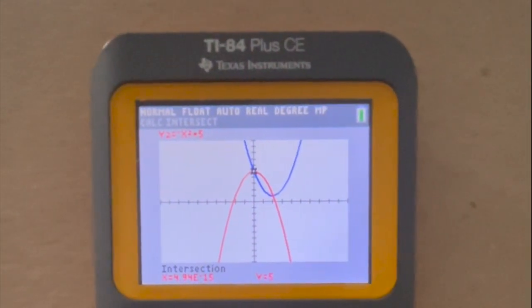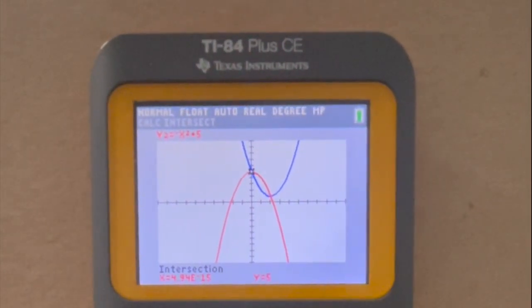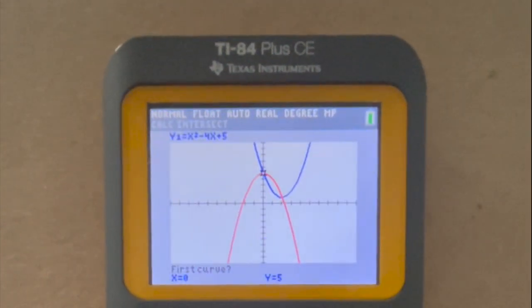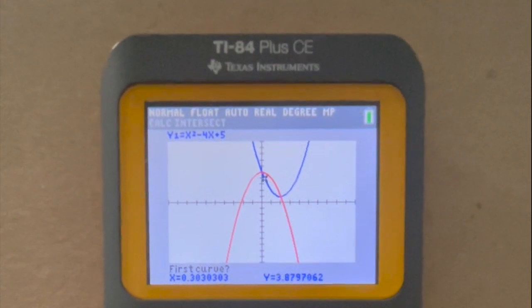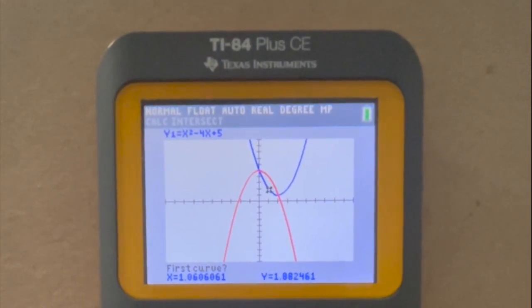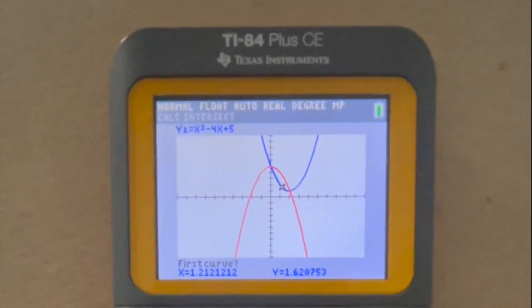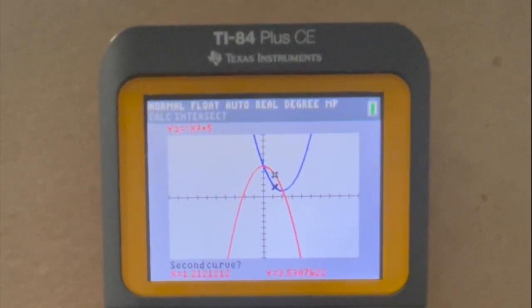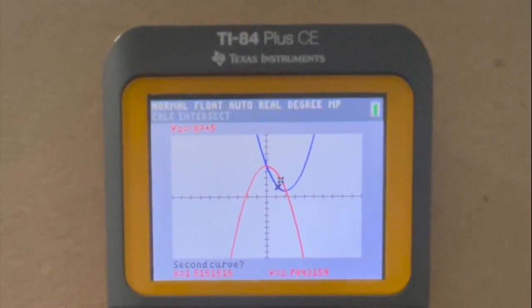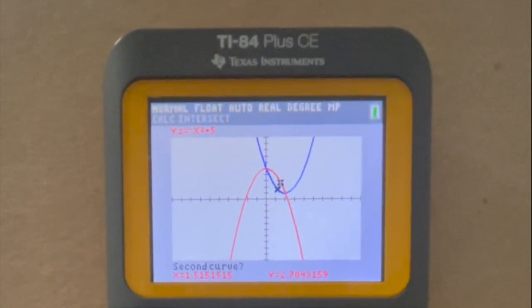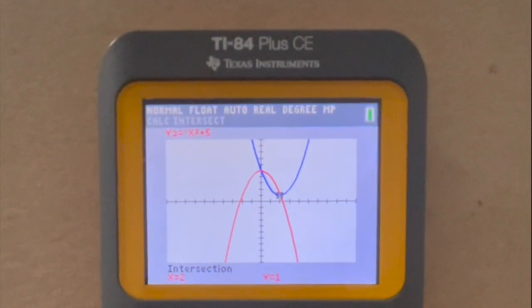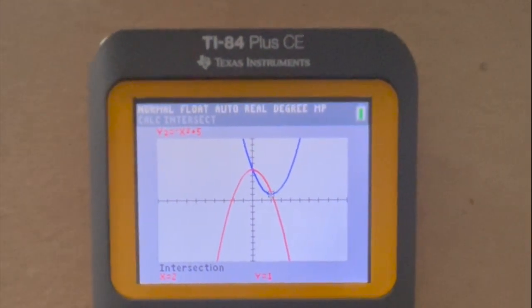To find the second intersection point, we're just going to repeat the steps. We're going to press second and trace again, select intersect, but this time we need to make sure our cursor is moved towards the other intersection point. Once we're close, we can press enter. Then we're going to move it close to that same intersection point on the other graph, press enter one more time, and this gives us our second solution. 2 for x and 1 for y.